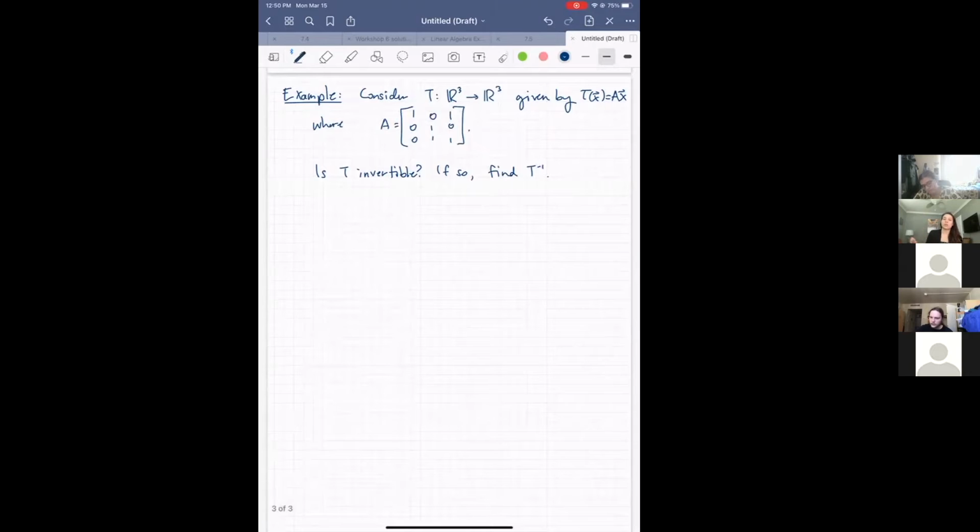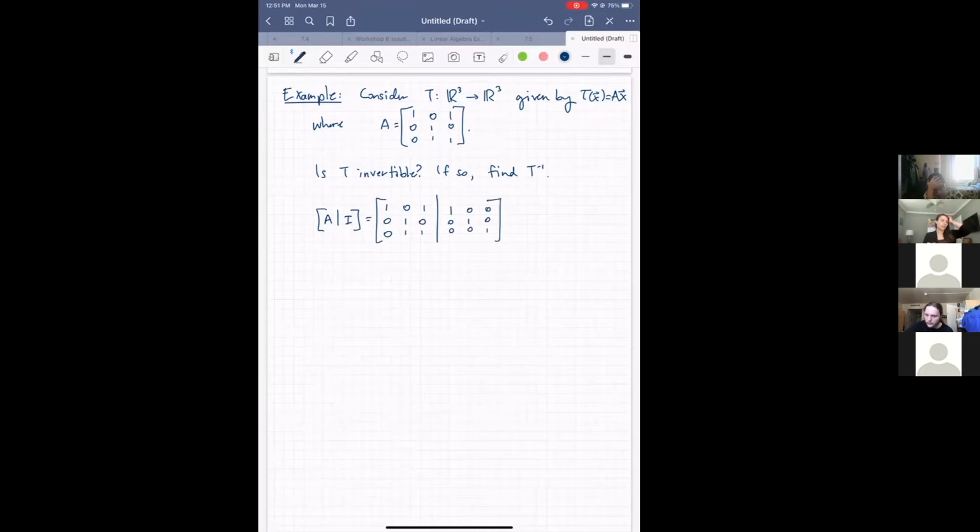Okay, so equivalently, we want to know whether A is invertible, right? So the method that we have for finding the inverse is to take our matrix and augment it with the identity matrix. We create something like this. 0, 1, 1, 1, 0, 1. And then on the other side, we have 1, 0, 0, 0, 1, 0, 0, 0, 1.